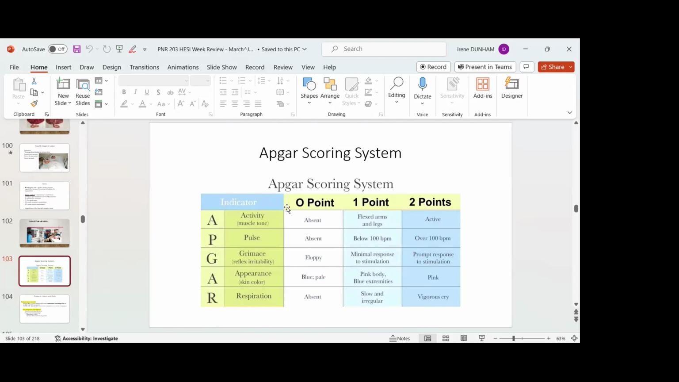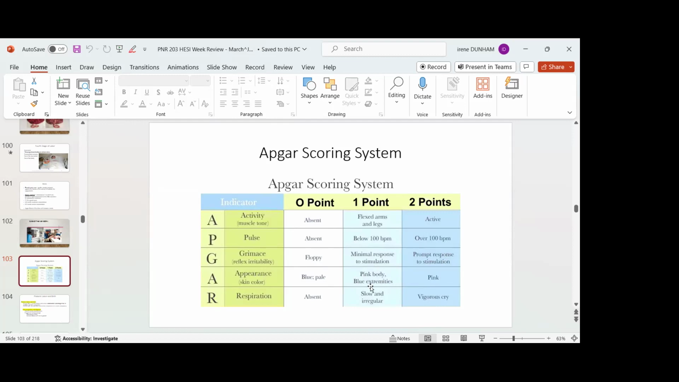All right, so the activity, does he have muscle tone? If he comes out and he's active, he's going to get 2 points. Nice baby. If he has a pulse, heart rate over 100, he gets 2 points. If he's grimacing, he has reflexes, a prompt response to stimulation. You kind of flick his little heel and he responds. That's great. That means neurologically he's intact. Appearance, skin color. Now, if he has a pink body and blue extremities, meaning his hands and feet are blue, that's called what?